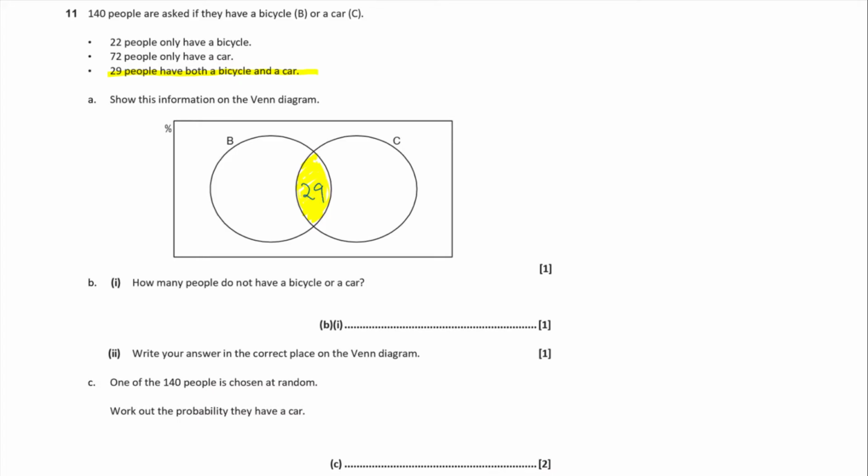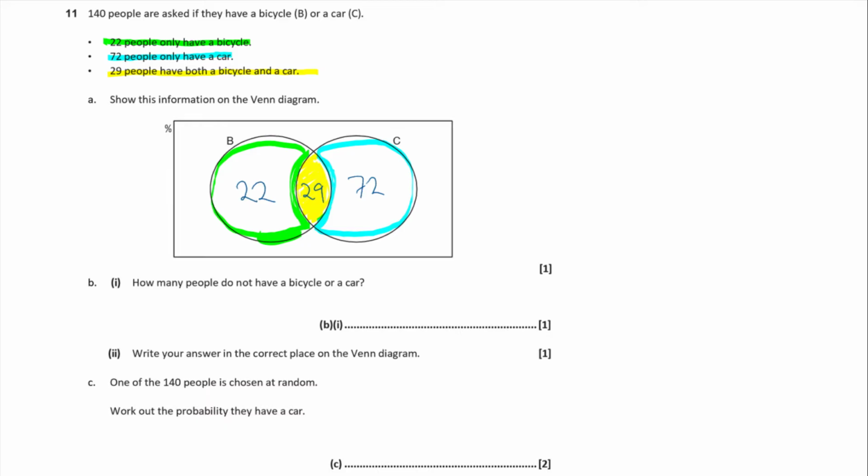Now it says 22 people only have a bicycle. So that is the people in this part of the diagram. They have a bicycle and they don't have a car. So in that part there, that is going to be 22. So I'm going to write 22 in there. And then it says that 72 people only have a car. So again, it's the bits inside the C, but outside the B. Only have a car and not a bicycle, basically. And that is another 72 people.